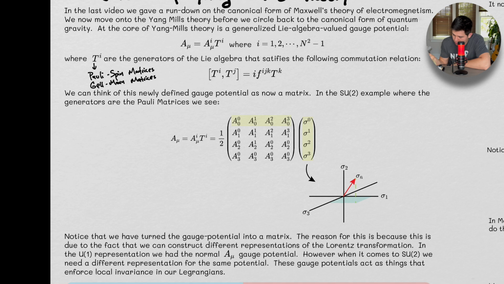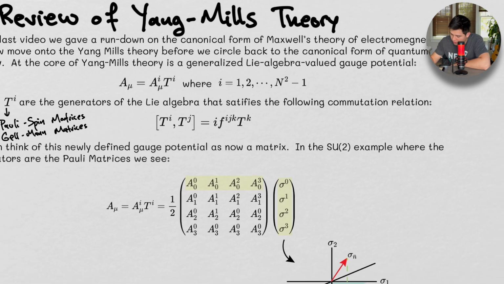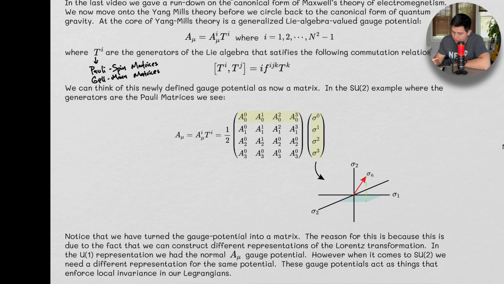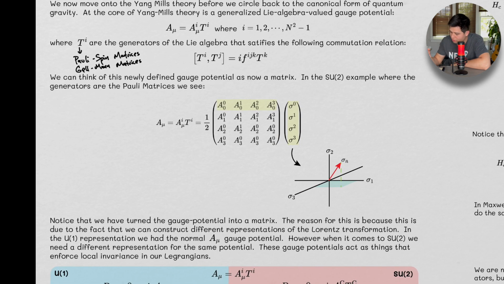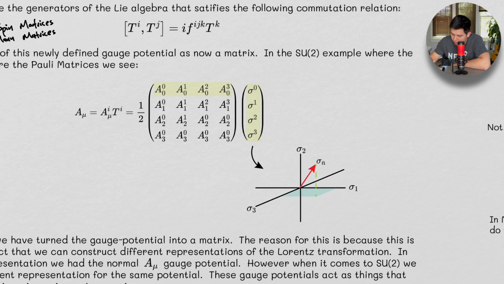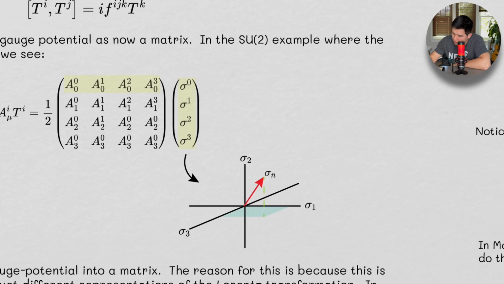So we could think of this newly defined gauge potential as now a matrix, because it has two indices, i and mu. In the SU(2) example, where the generators are the Pauli matrices, we have our potential, our EM four-potential, written like this, which is what we stipulated before. These guys can be thought of as a matrix. Here's our matrix, and these can be our Pauli spin matrices, where this one is just the identity.